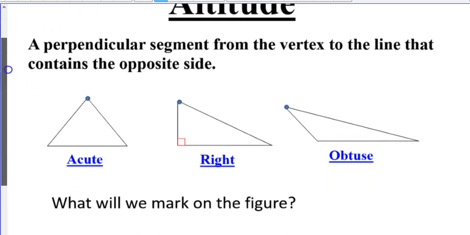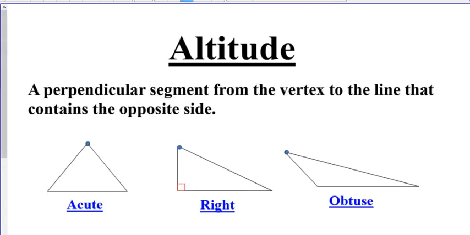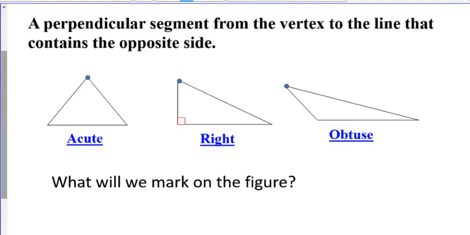Now, what's an altitude? It's a perpendicular line segment from the vertex to the line that contains the opposite side. So we're going to form a right angle. On an acute triangle, it's going to drop down like so and form a right angle. On a right triangle, this leg right here is the altitude.